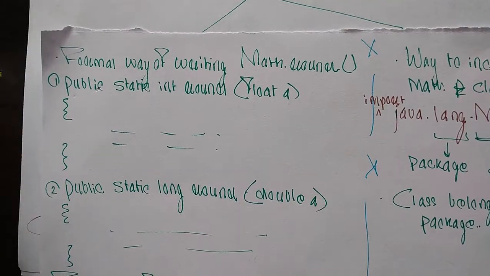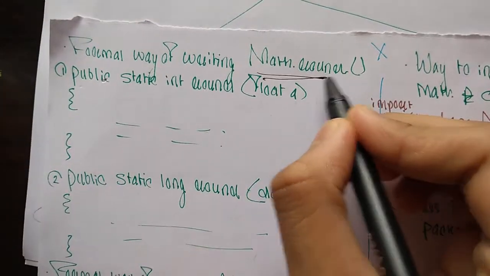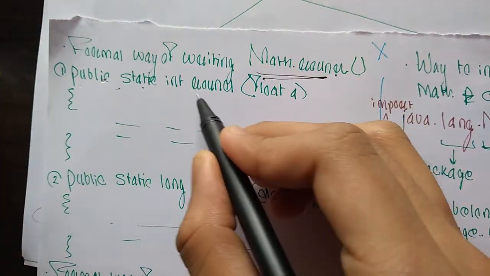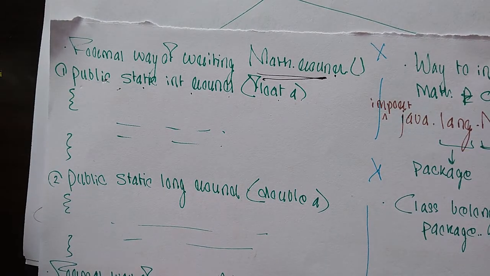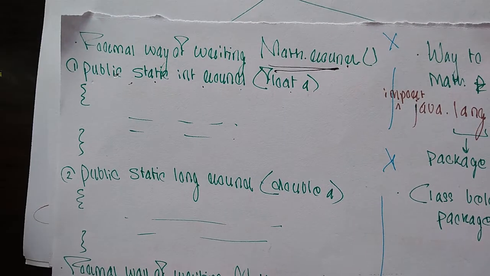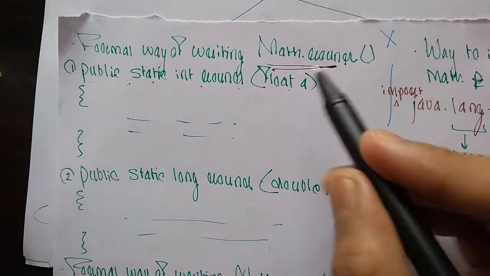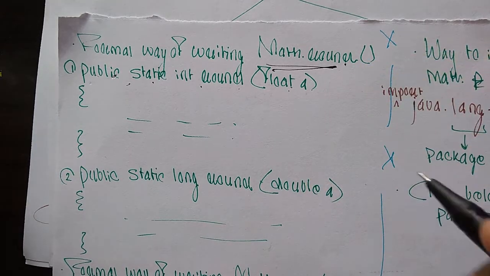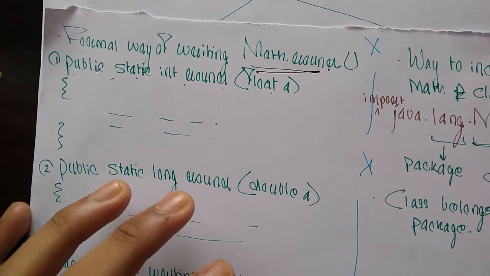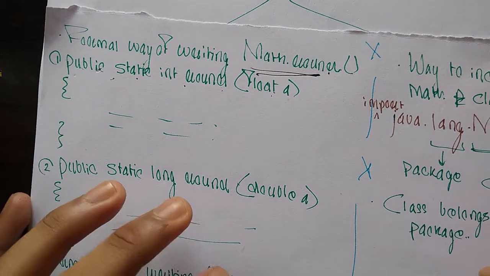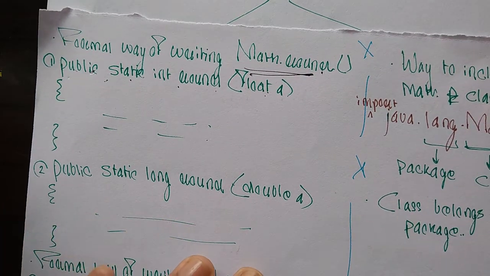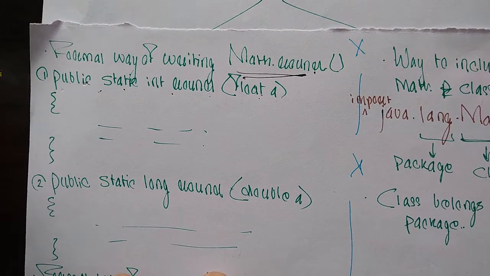See, this is the actual way how math.round is written: public static int round float a. You'll be like, oh my god, what is this? What has come out of the picture? You don't really need to know what this means, okay? This is actually a static method, meaning it doesn't have to be invoked in the main method. It can be called automatically without an object, but let's not get into that.